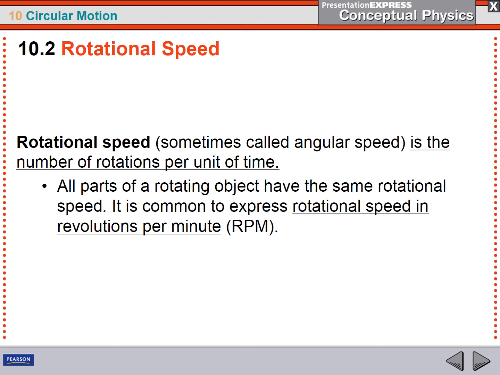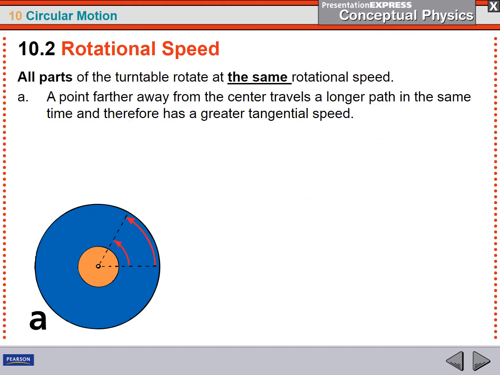Rotational speed, also known as angular speed, is the number of rotations per unit of time. Remember that all parts of a rotating object have the same rotational speed, even if you are closer or farther from the axis. It is common to express rotational speed in revolutions per minute or RPM. All parts of the turntable rotate at the same rotational speed.